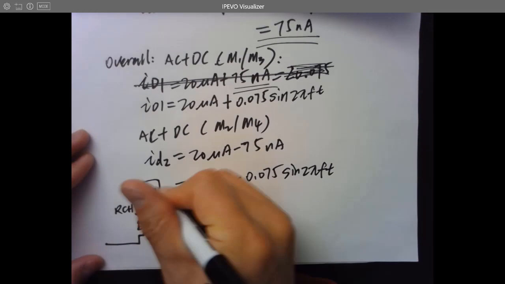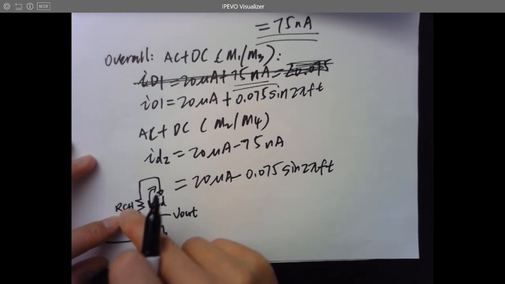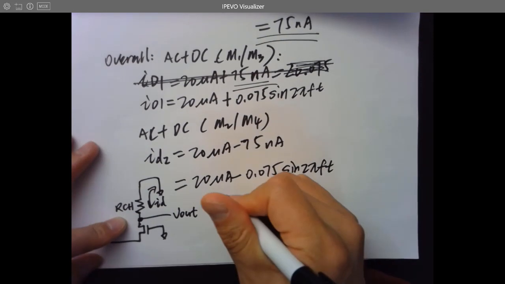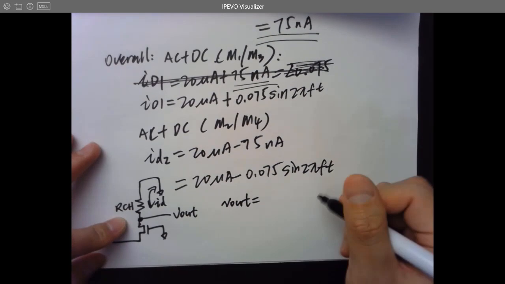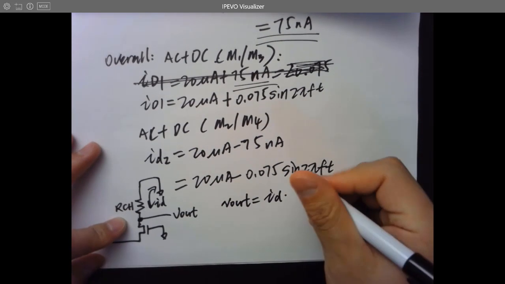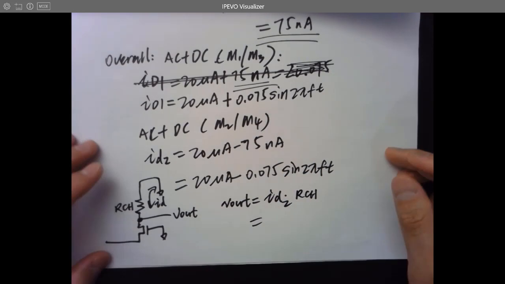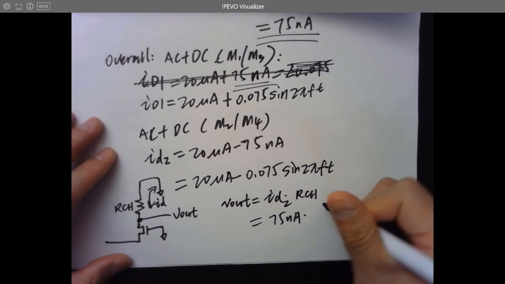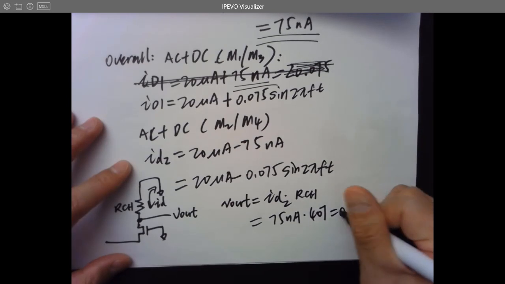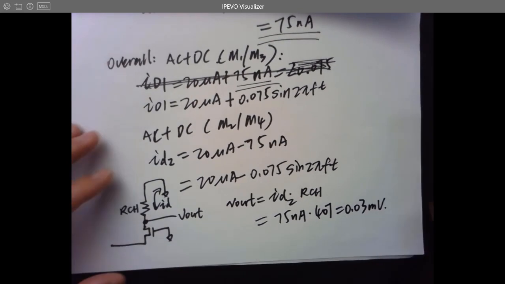It's oscillating back and forth. It's the AC signal. Okay, definitely you can find out V out because it's just Ohm's law, right? Just ID times RCH. So your V out, AC wise, equals to ID, actually ID2, times RCH. So which is 75 nanoamps times 407, which is 0.07 millivolts for the final result.